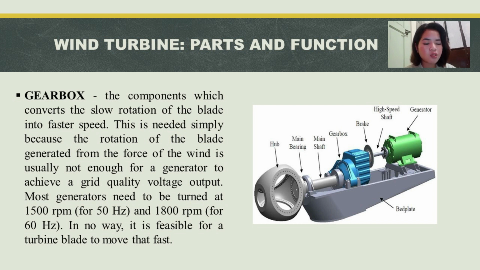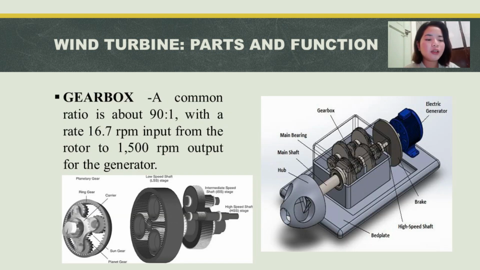Gearboxes in wind power transmit low speed, high torque wind turbine rotation to the higher speed required by the generator, which converts the mechanical power to electricity. Gearbox running conditions are challenging and lifetime expectations are high. Wind power energy production struggles with high costs. Another thing is a common ratio of a gearbox is 91, with a rate of 16.7 RPM input from the rotor to 1,500 RPM output for the generator.